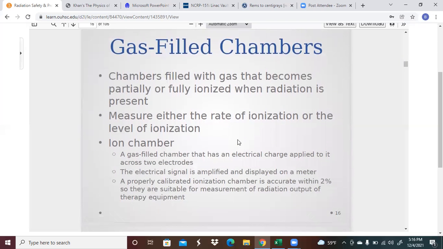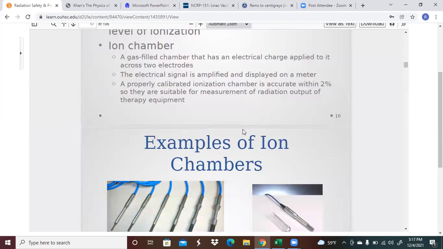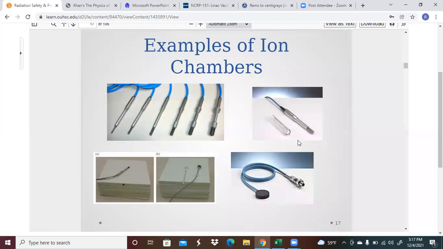So gas-filled chambers. These are chambers, obviously filled with gas, that become partially or fully ionized when radiation is present. They can measure either the rate of ionization or the level. An ion chamber is a gas-filled chamber that has an electrical charge applied across 2 electrodes. The electrical signal is amplified and displayed on a meter, and a properly calibrated ionization chamber is accurate within 2%, so they are suitable for measurement of radiation output of therapy equipment. So we've got some ion chambers here.